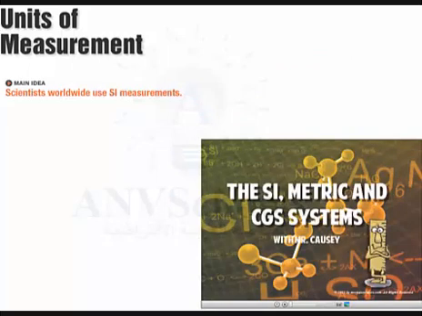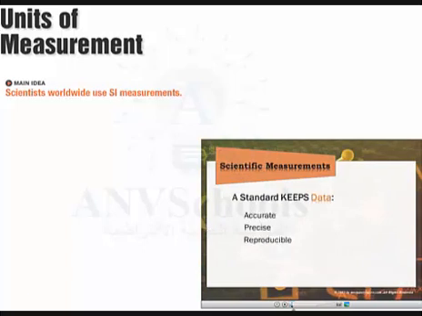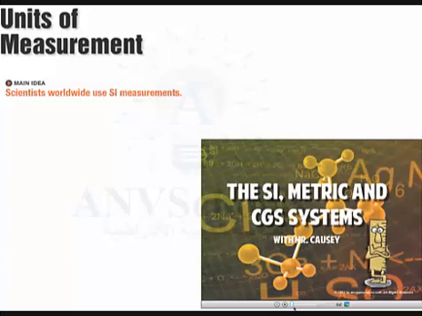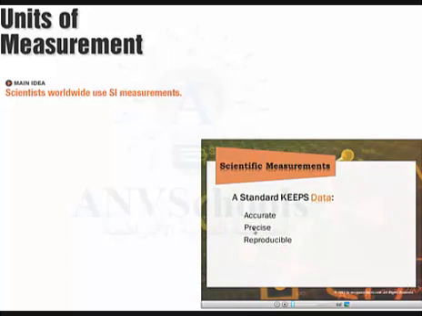To sum up our discussion, we will look here. Most scientists' data comes from measurements, so a standard is needed. Maybe you might ask why we need the standard. We need the standard for accuracy and precision. A standard is needed for all scientists so that we are able to communicate with one another without any problem. A standard keeps data accurate, precise, reproducible, and unchanging. These are some of the advantages of using standard measurements.